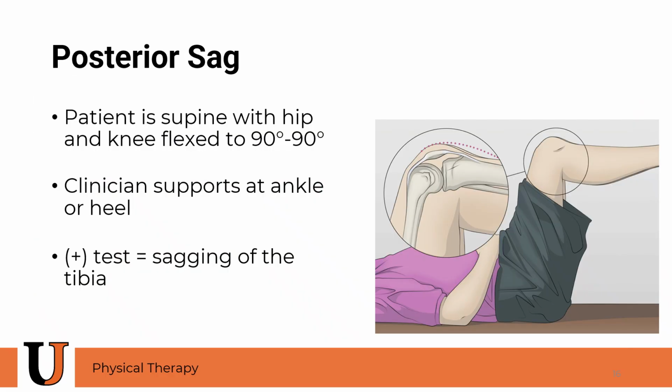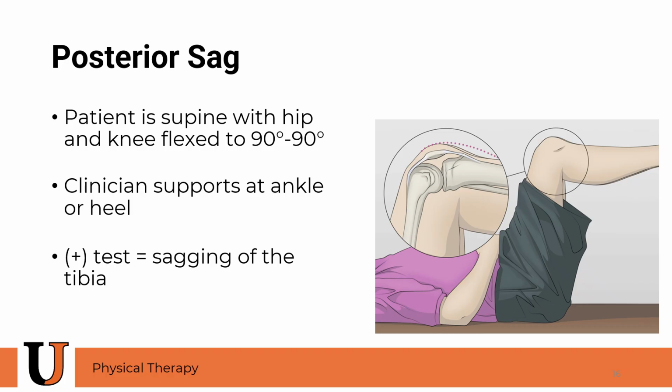The posterior sag test is performed with the patient in supine and the hip and the knee flexed to 90-90. The clinician supports at the ankle or the heel, and a positive test would be sagging of the tibia. A quick and dirty way of doing this would be having the patient in hook lying and seeing if there's any posterior translation of the tibia in that position. But to do the test as accurately as possible, you'd have them in this position. When I do this test, I usually just have them in hook lying.